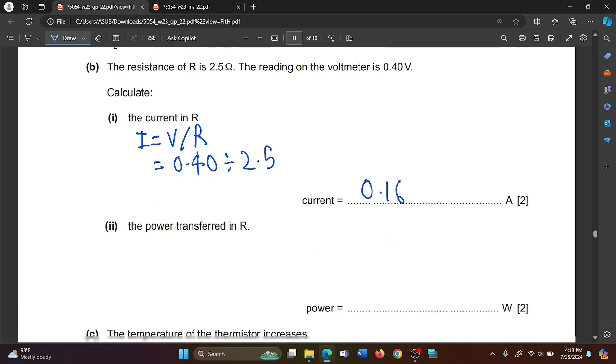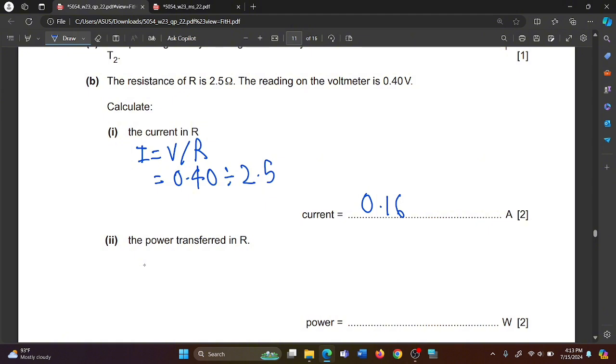Now, in part 2, the power transferred in R. Okay, it's a very easy question. We know the formula of power is P equals V times I, voltage times current. I is the symbol of current, and V is the symbol of voltage. Thus, we know the voltage is 0.4 times 0.16. The answer becomes 0.064 watts.